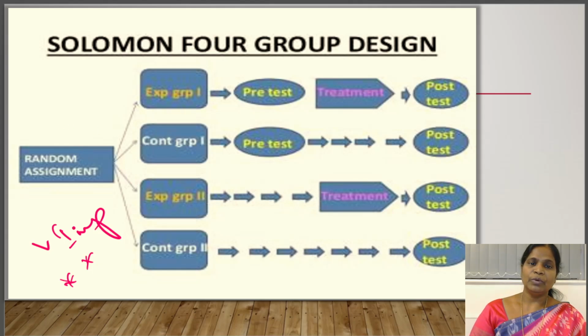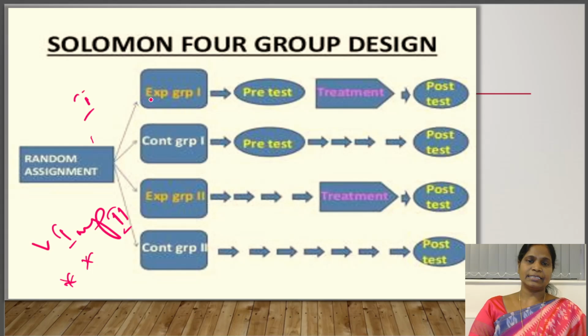This is a very, very strong research, true experimental design. Here, random assignment of the samples, and the samples are divided into 4 groups. Experimental group 1 and group 2. So under group 1 again we have experimental group and control group. Experimental group and control group.